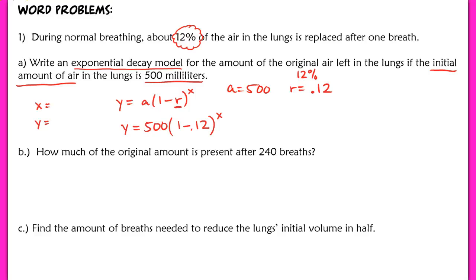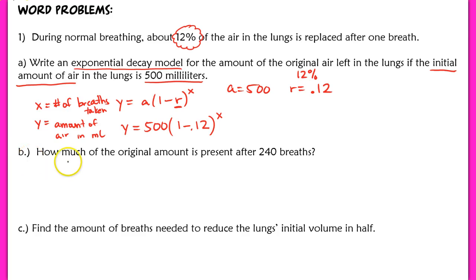Our x value is actually equal to, in this case, the number of breaths that are taken, which is kind of like a time, right? That's the independent variable here. And your y output is the amount of air left in your lungs in milliliters. Okay? All right, now the second question here says, how much of the original amount is present after 240 breaths?